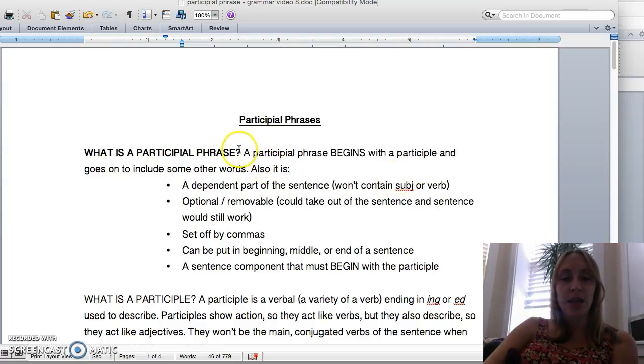Participial phrases begin with participles. They go on to include some other words. They, like all phrases, are dependent parts of the sentence. They won't contain the subject or verb, the essential stuff of the sentence. They're optional, removable. You could take them out of the sentence and the sentence would still work. They're very often, but not always, set off by commas. They can be in the beginning, the middle, or the end of the sentence.